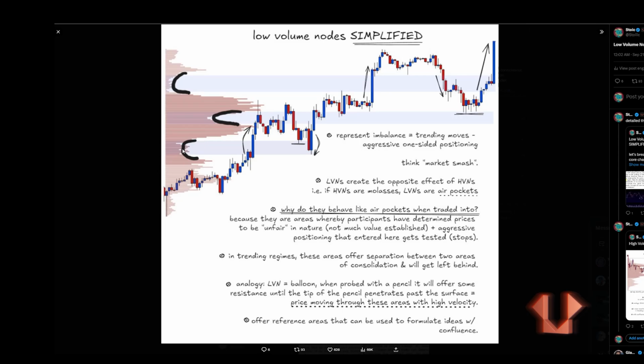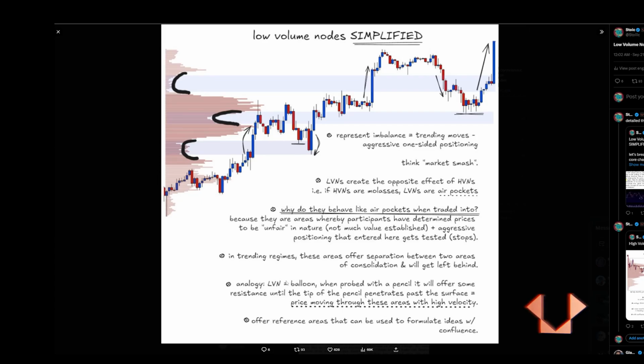You can look at this as no man's land, and this is where aggressive positioning has stepped in to push price through these levels. So once price starts trading back into them, you have a bunch of stops here as well as people's entries that have entered into these aggressive moves, and that position unravels quickly once price trades through these areas.